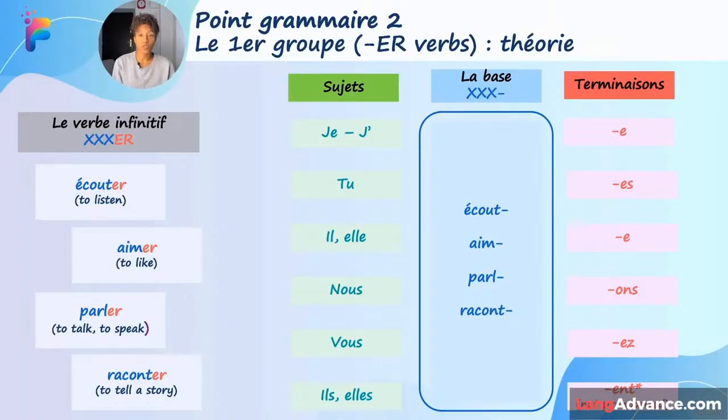When your subject is je, you will use e. When your subject is tu, you will use es. When your subject is il and elle, you will use e. When your subject is nous, you will use ons. When your subject is vous, you will use ez. And when your subject is ils and elles, in the plural form, you would use ent. And be careful, ent is actually silent. We don't pronounce it. So as you can see, you have the subject matching the ending.